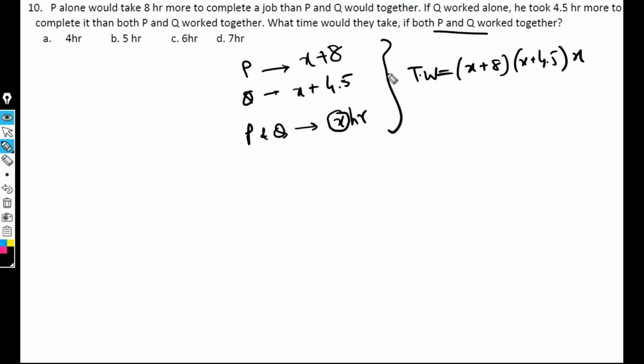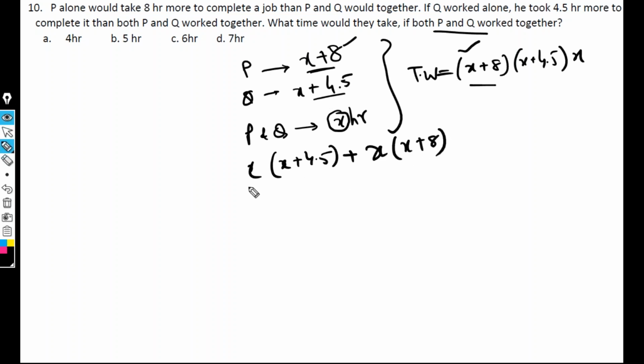And we simply need to equate the work done by them in 1 hour. So P completes this entire work in X plus 8 hours. So work done by P in 1 hour is going to be total work divided by the number of hours in which P completes the work. So division of the two results in X into X plus 4.5. Likewise, the work done by Q in 1 hour will be total work divided by the number of hours in which Q completes the work. So it results in X into X plus 8. So this is the work done by P, this is the work done by Q, which is equivalent to the work done by P and Q together in 1 hour.